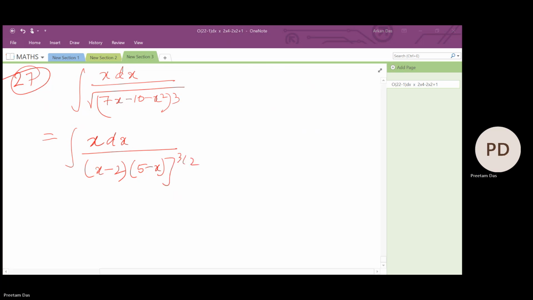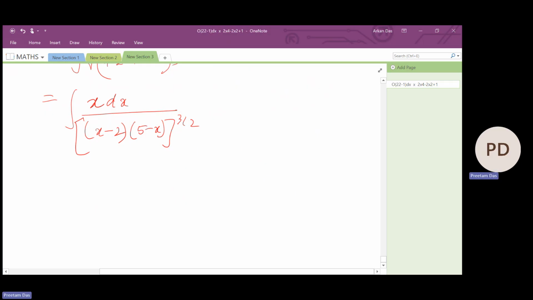What is the substitution in this kind of things? A cos square theta plus b sin square theta. A is 2 here, b is 5 here. So x will be 2 sin square theta plus 5 cos square theta. This is the substitution for these kind of equations. As soon as you find x minus 2 here, you will get it is 3 cos square theta. And when you find 5 minus x, you will get 3 sin square theta.